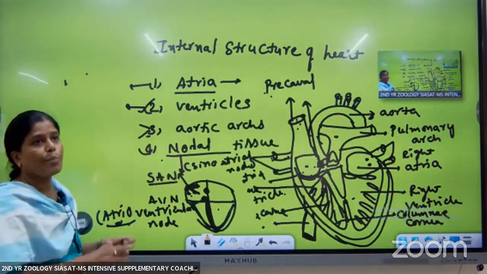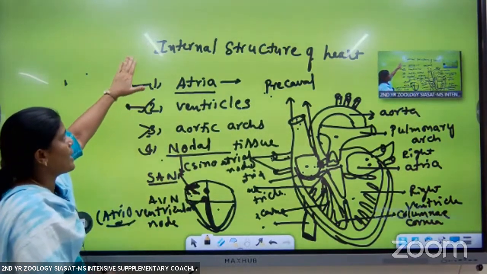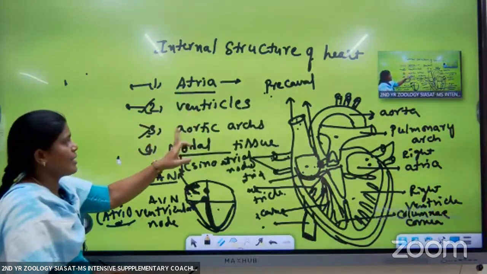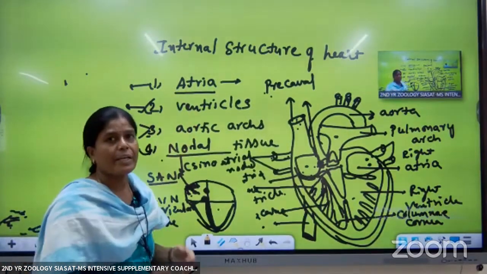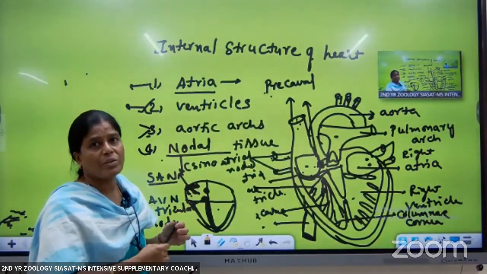This is a very important question, practice the diagram. And these headings are important. In the internal structure, there are four: atria, ventricles, aortic arches, and nodal tissue. Practice the diagram. If you have any doubts, comment in the comment box.